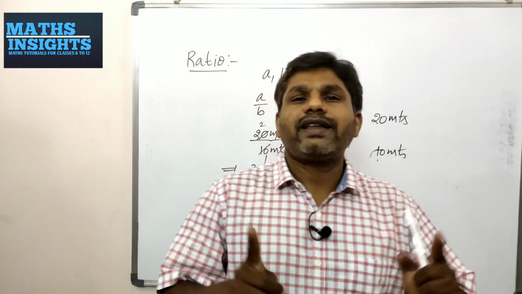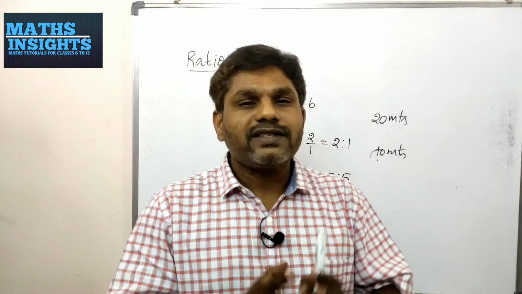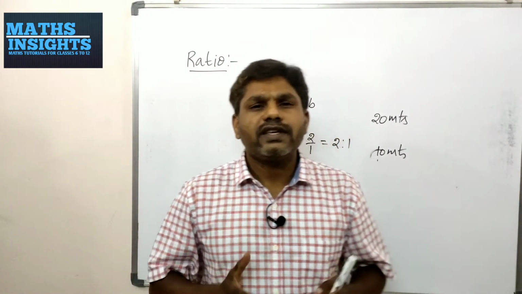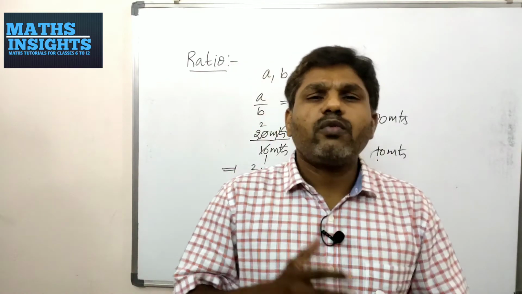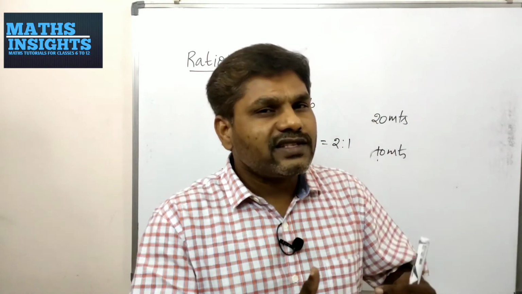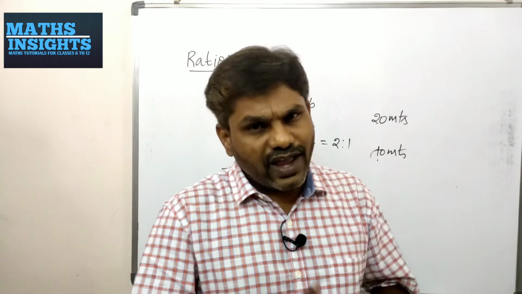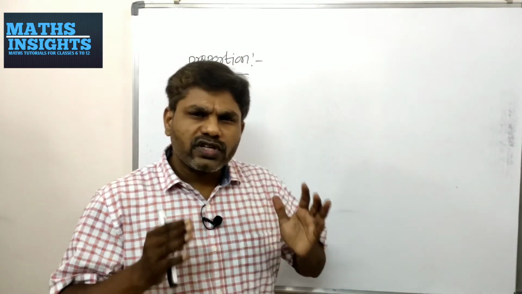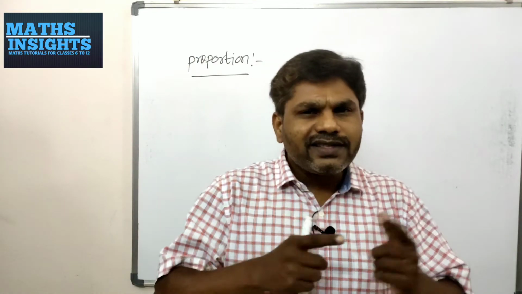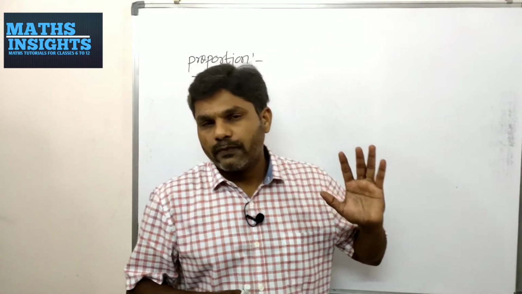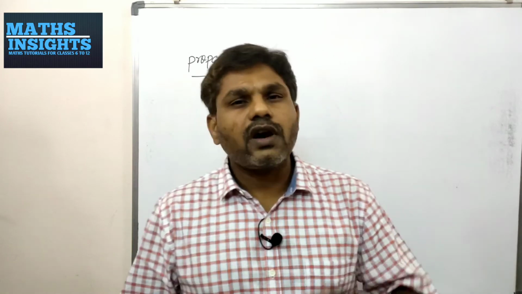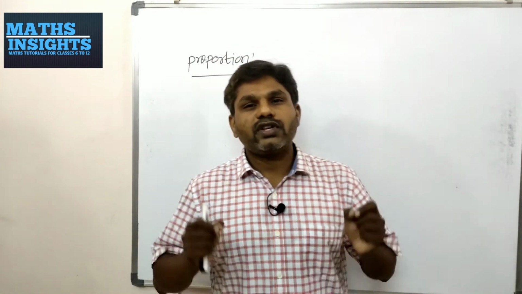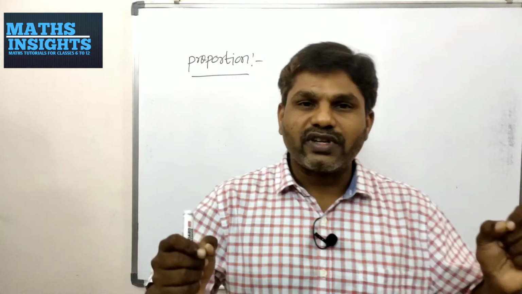Ratio is comparison of two quantities in the same units, or otherwise you may say that ratio is calculating how many times the first quantity is in the second quantity. Okay, I think you understand. Now you will go to proportion. Proportion means relating two ratios. If any two ratios are equal, otherwise the equality of two ratios is called proportion.